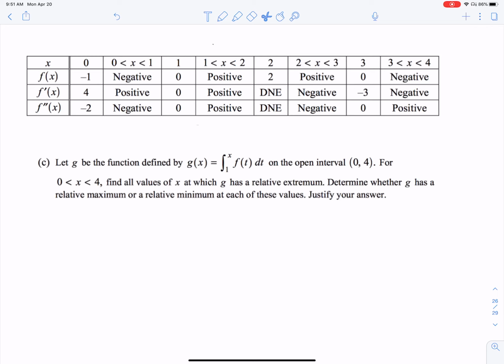Okay, what do we got here? So we're on letter C. Let g be the function defined by g of x equals that stuff on the open interval from 0 to 4. For 0 to 4, find all the values of x at which g has a relative extrema, kind of similar to what we did with A. Determine whether g has a relative maximum or a relative minimum at each of these values. Justify your answer. Okay, so we're going to do something similar.